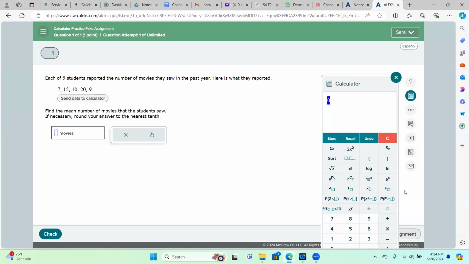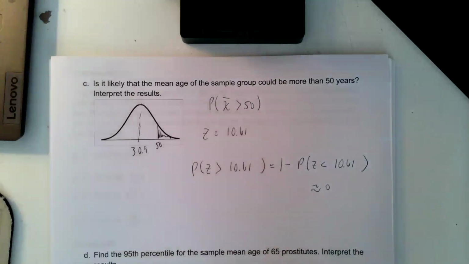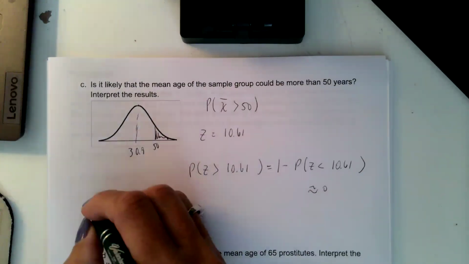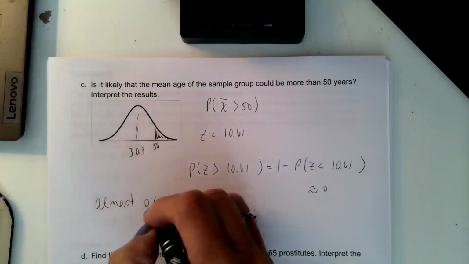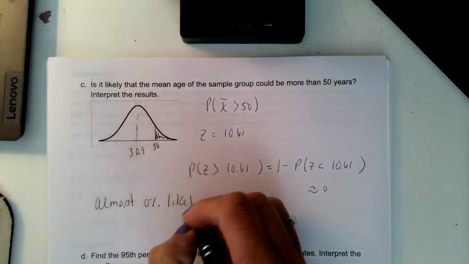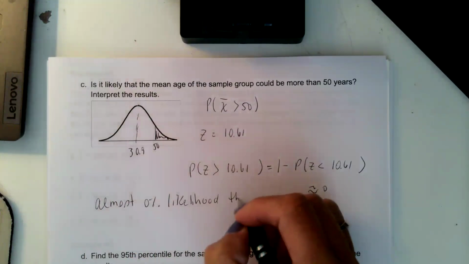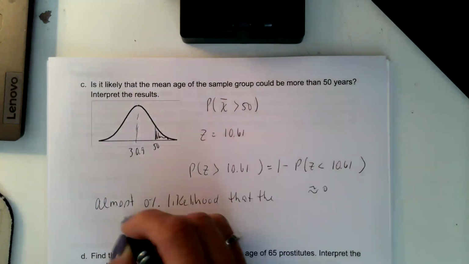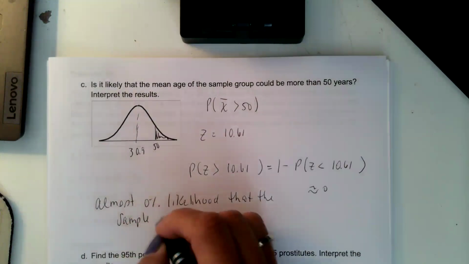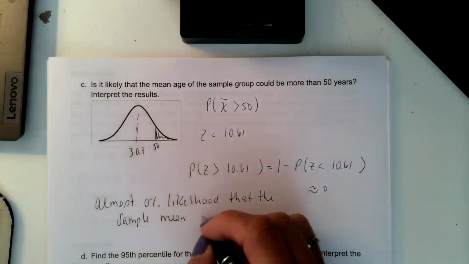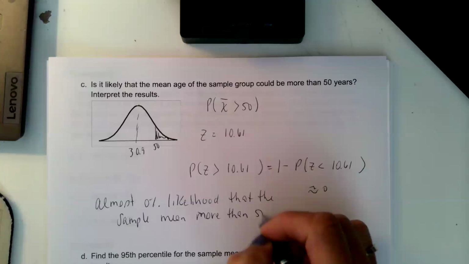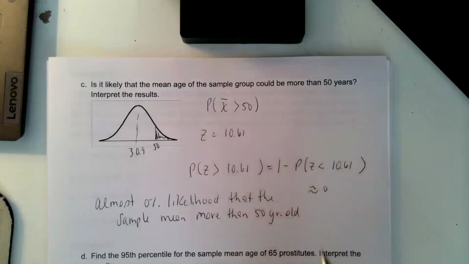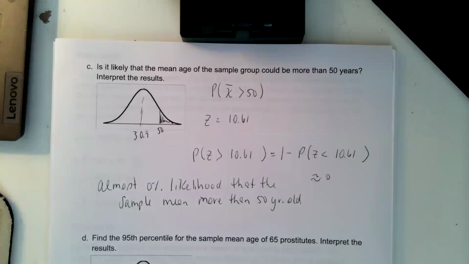So it says interpret the results. Almost a 0% likelihood that the sample mean would be more than 50 years old.